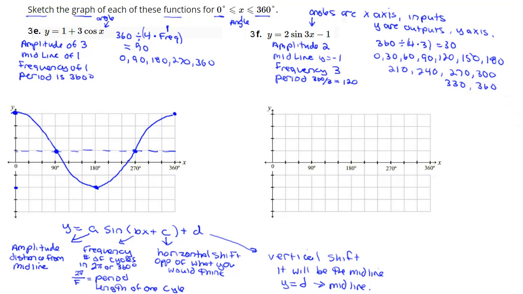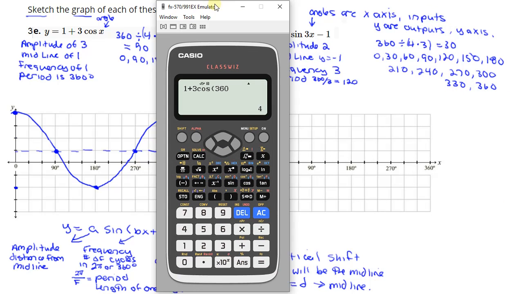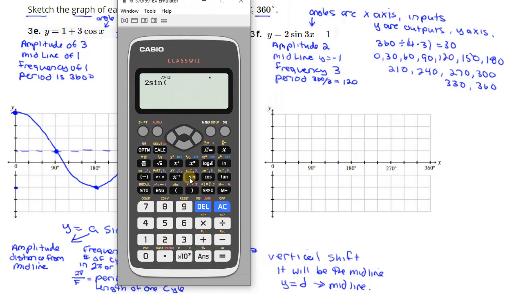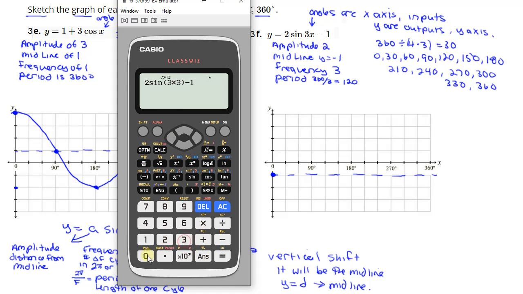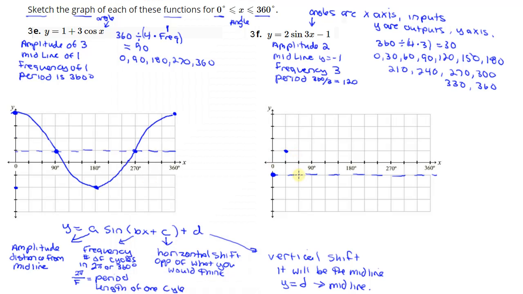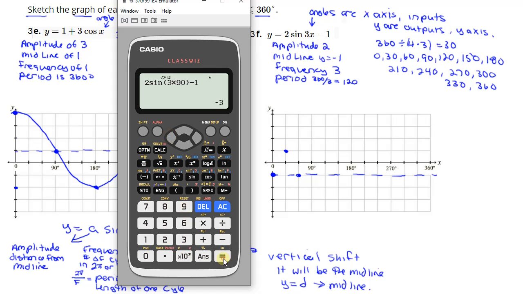I probably won't have to do all of them. I'll be able to see a pattern. So anyway, I take my function and put it in there. 2 sine 3 times, and then 0 for the first one, minus 1. That gives me a -1. I go ahead and plot my midline and make that point. Now I'm just going to change these angles from 30 to 60, then to 90, and plot the various points.